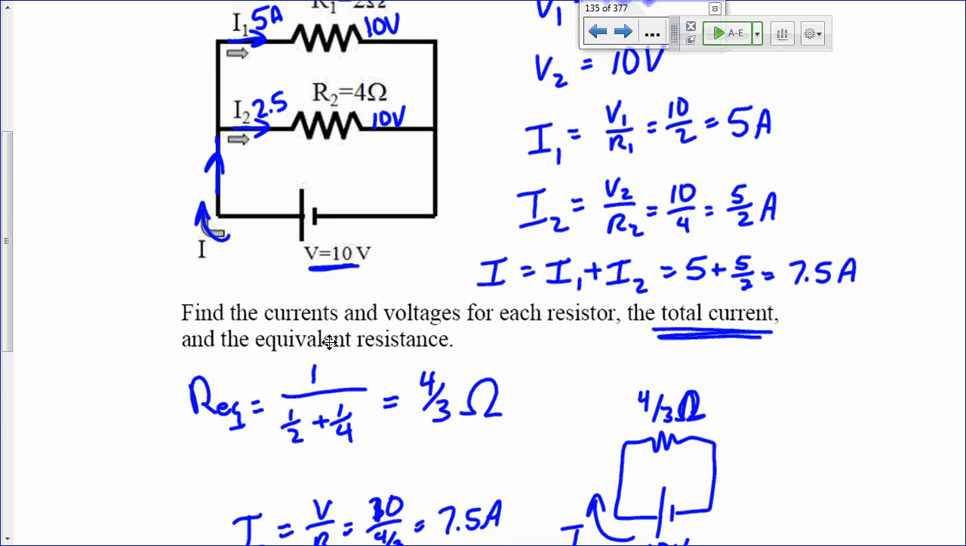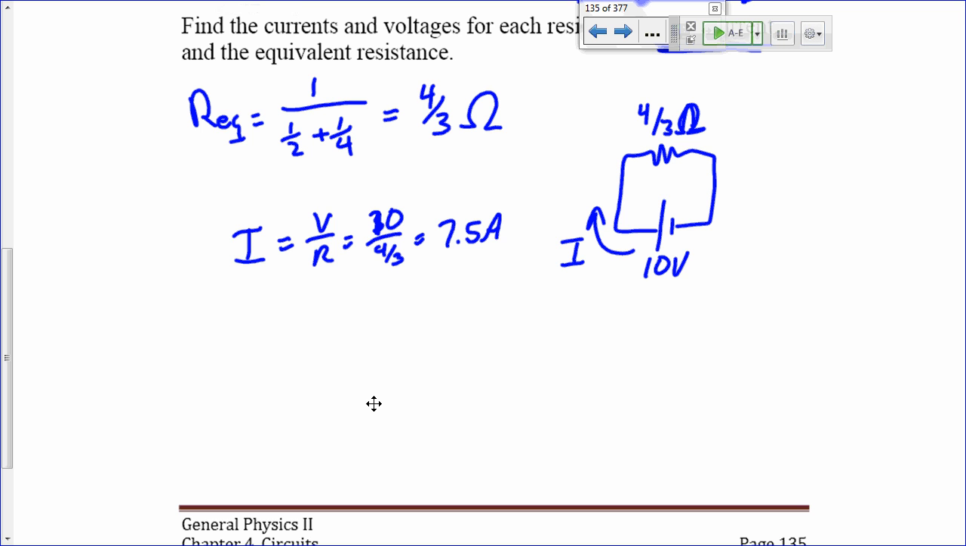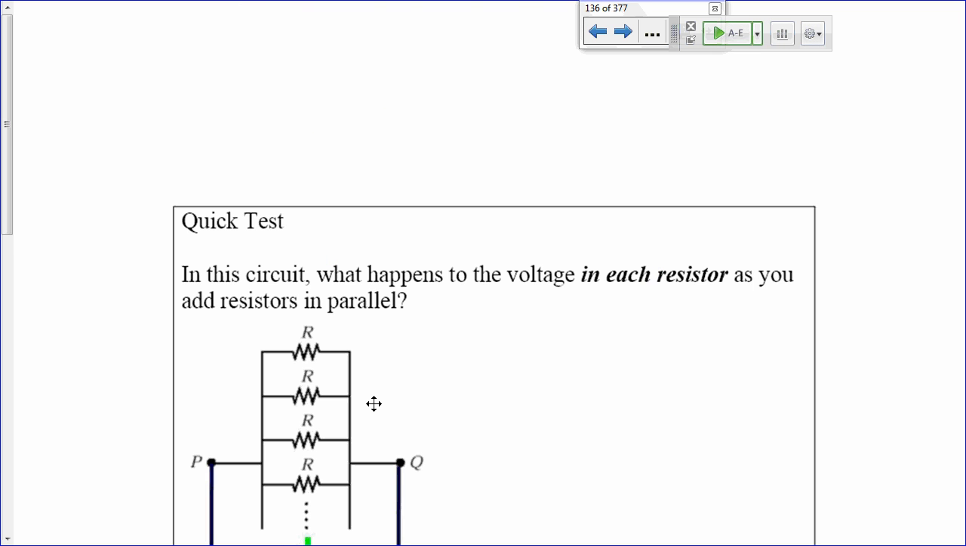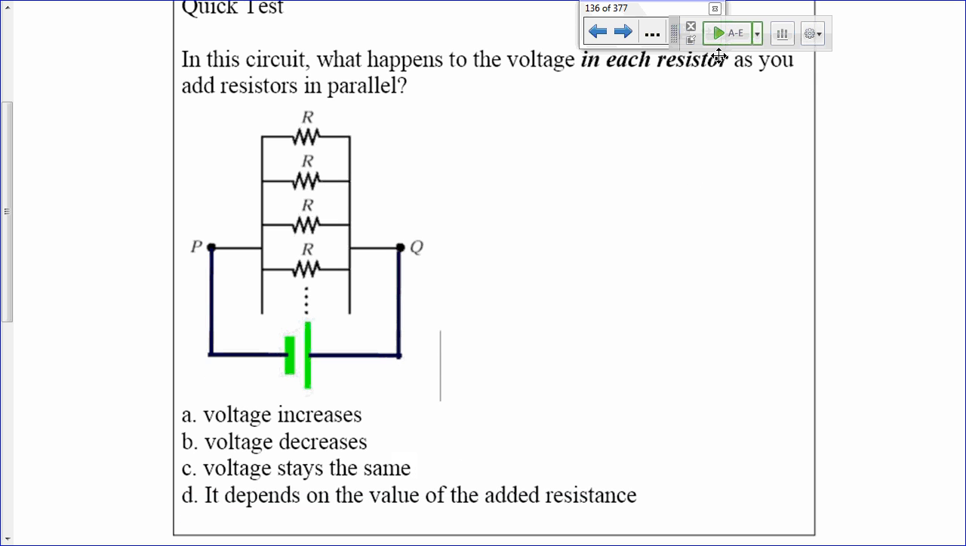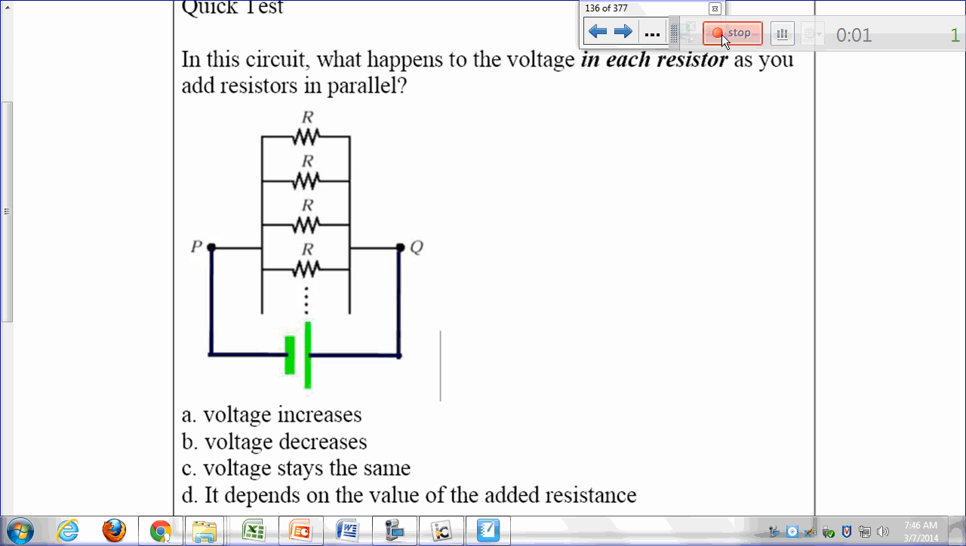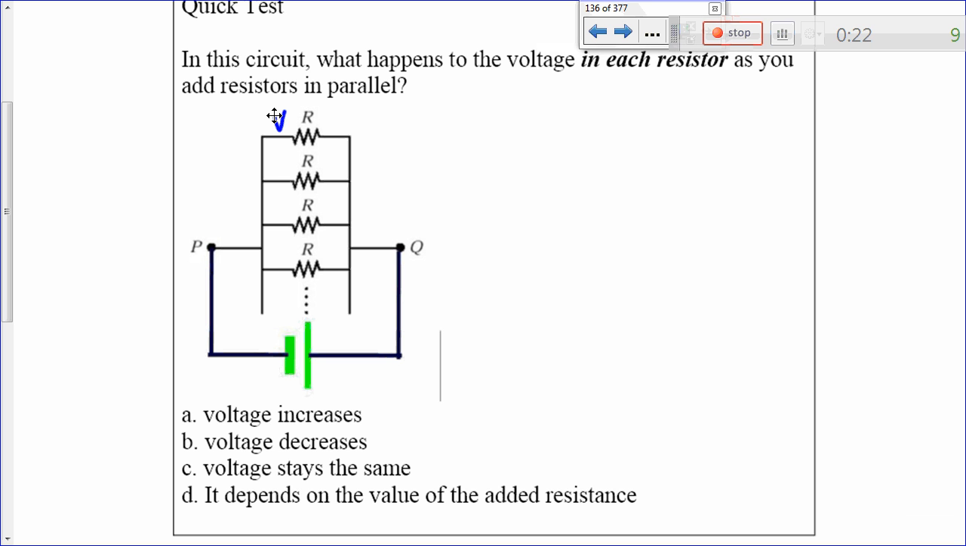Now let's try another one. We'll have a series of quicker questions here. What happens to the voltage in each resistor as you add resistors in parallel? Does it increase, decrease, stay the same, or does it depend upon the added resistance? That is, what happens to this voltage, for example, if I add a resistor there? And as I keep adding resistors, what happens to that voltage?